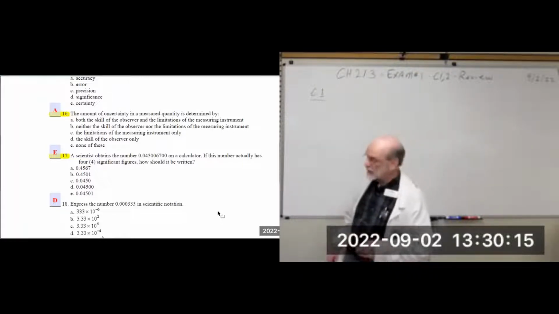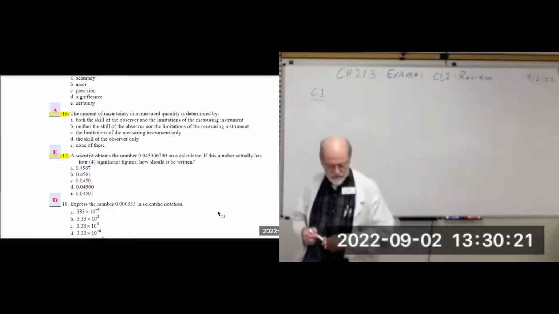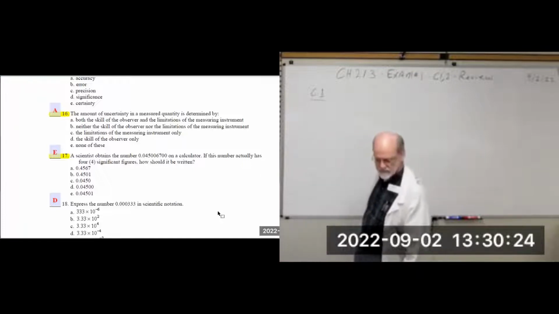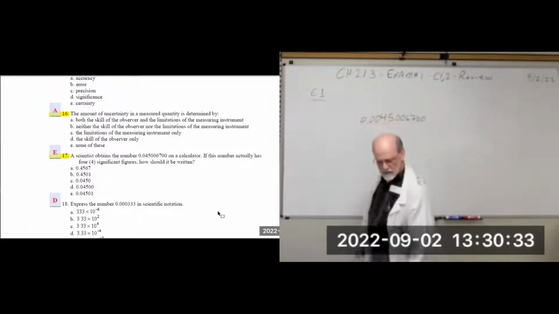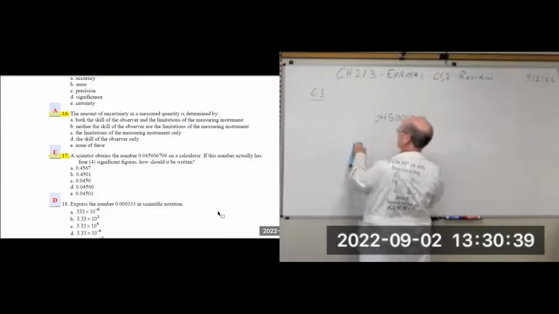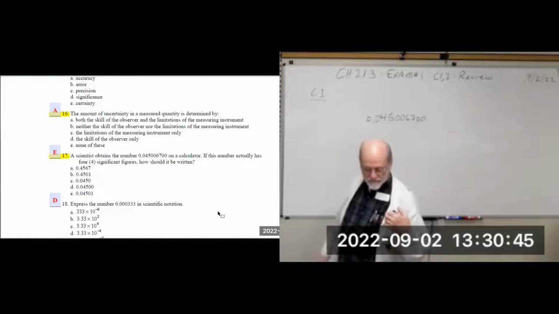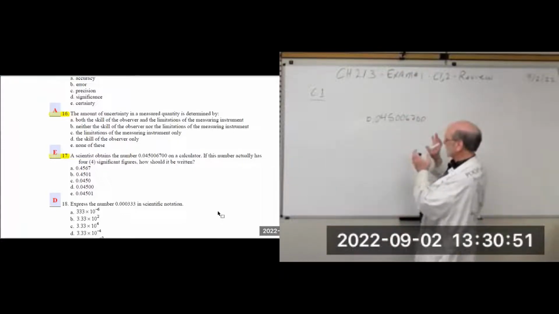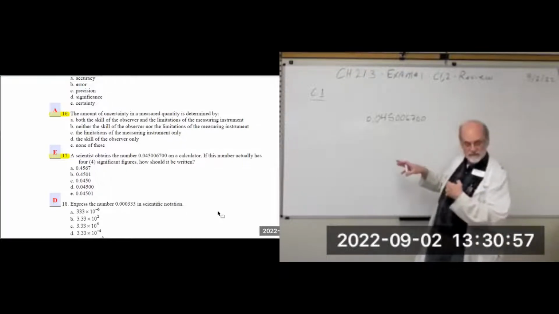17. A scientist obtains the number 450067, and then we have a couple before that, don't we? Nope, just one. Sorry. Here we go. Now, if you've determined that you're only allowed 4 significant figures, what do you do with it? So you have to decide which are the significant figures. Are they significant?